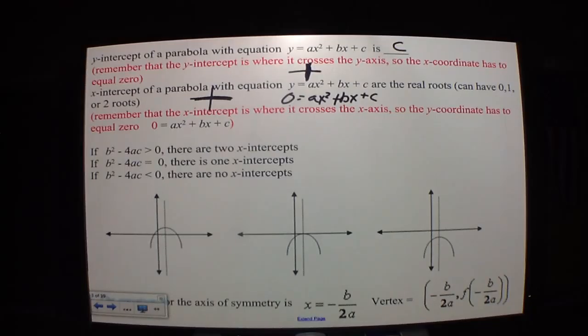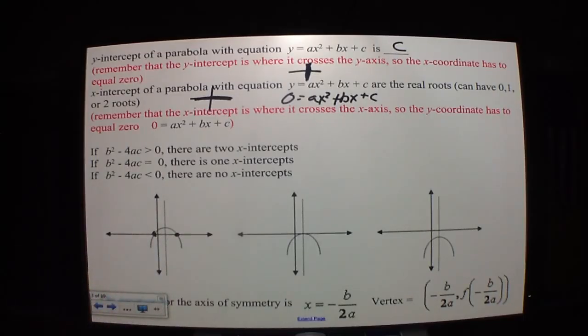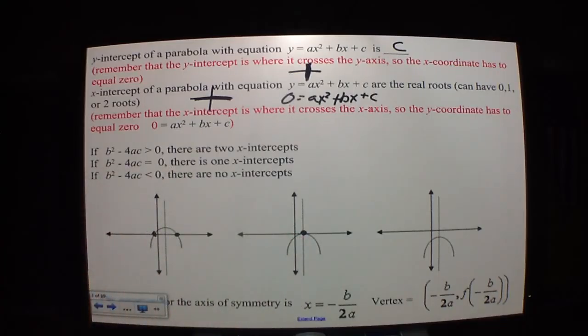If the discriminant, remember, this was under the radical of the quadratic formula, that's the discriminant. If that discriminant is greater than 0, there will be 2 intercepts, sort of like this one. If the discriminant is equal to 0, it'll be tangent, 1 intercept. It'll just touch. If it's less than 0, there'll be no x-intercepts whatsoever.